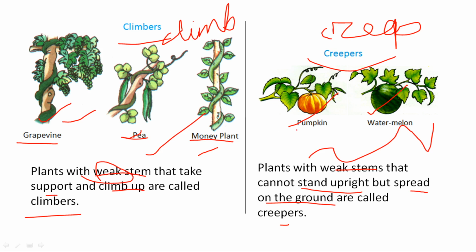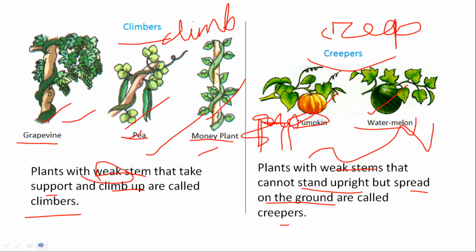Some of you can say that these are grown on the top, where some settings have been done. Okay, and these used to grow like this and on the top. What they used to do, they used to give support, basically for this type of plant, pea and money plant. But pumpkin and watermelon grow on the ground. So this is about climbers, which climb, and creepers, which creep.